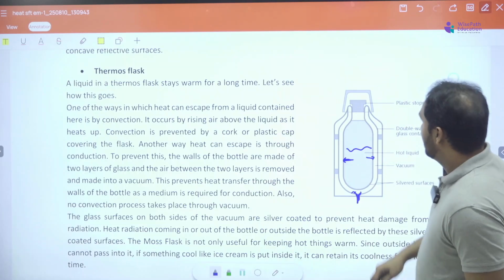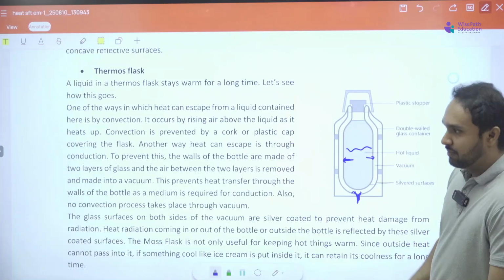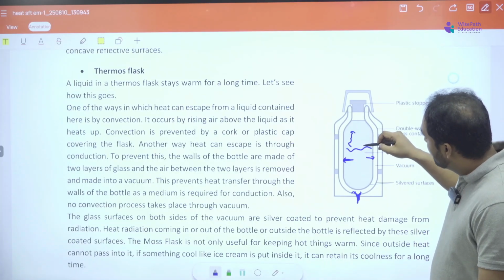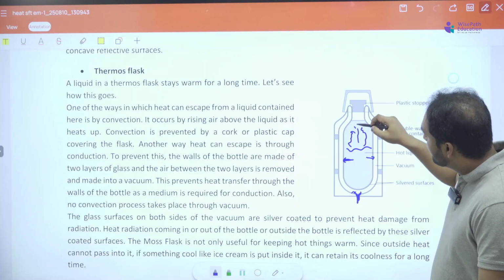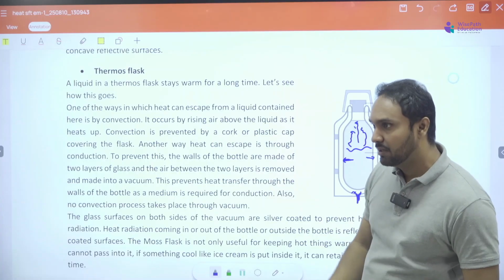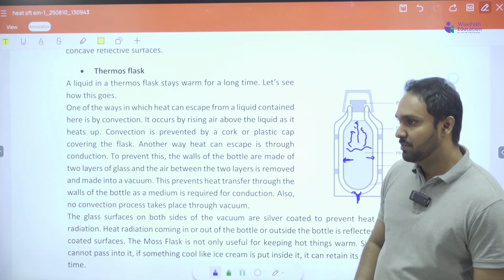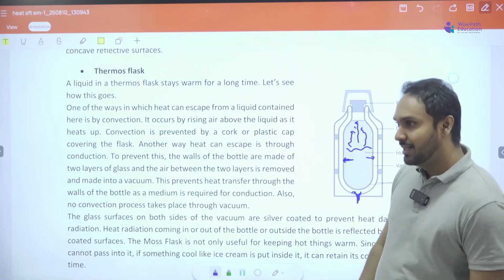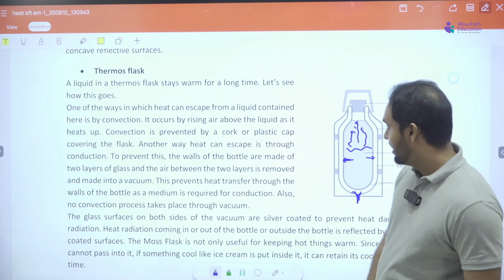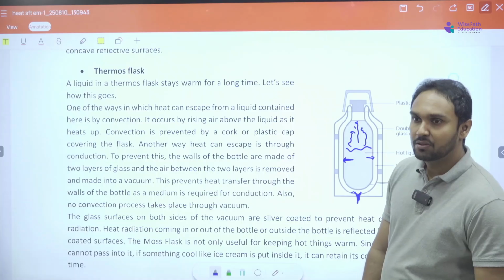The other thing, there's a bottle cap here at the top. Because of the bottle cap, the convection is stopped. Why? The heated particles can't go to the surrounding, taking the heat from the surface. Yes, I'm coming to that point. So convection is stopped using the bottle cap, isn't it? So 2 ways are stopped. The third way is radiation. How do you stop the radiation?